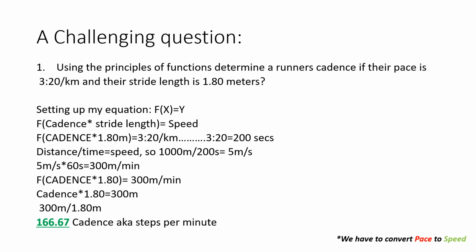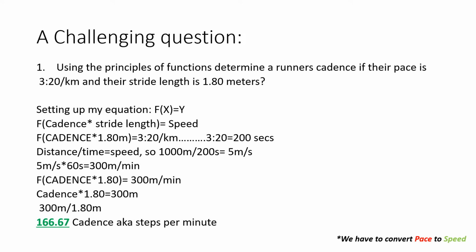Now a challenging question using functions. Using the principle of functions, determine a runner's cadence if their pace is 3 minutes 20 per kilometer and their stride length is 1.8 meters. Personally, I chose this question because I think it's about my stride length maybe, and I run 3:20 a kilometer when I do my 3Ks.